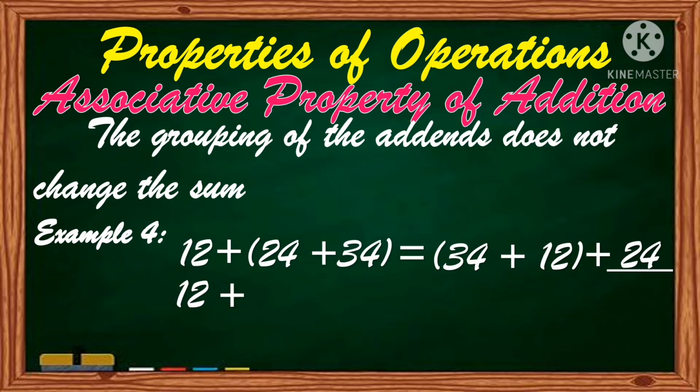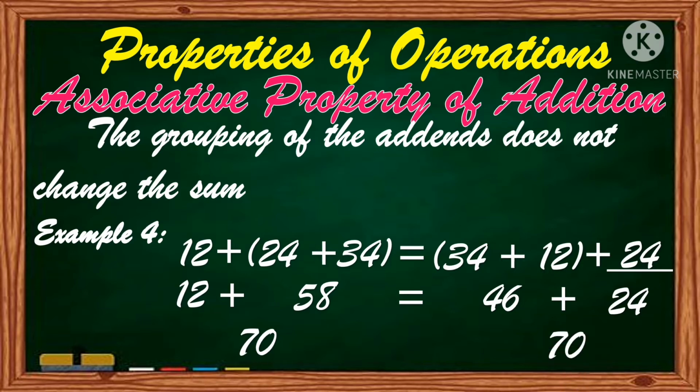Let's do the process. 12 plus (24 plus 34) is 12 plus 58, which is equal to 70. (34 plus 12) is 46, and 46 plus 24 is also 70. And that is the associative property of addition.